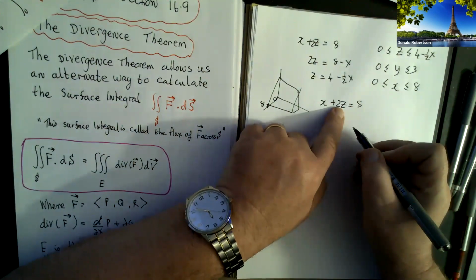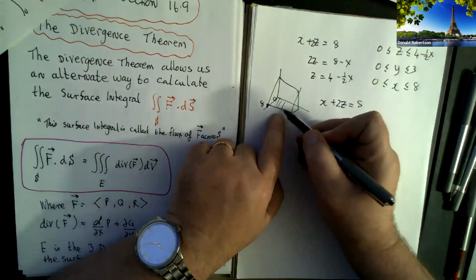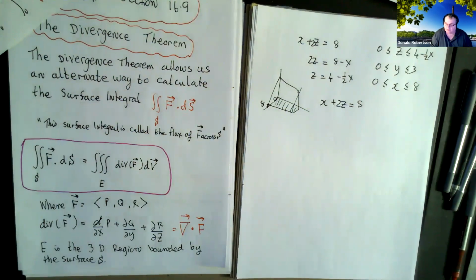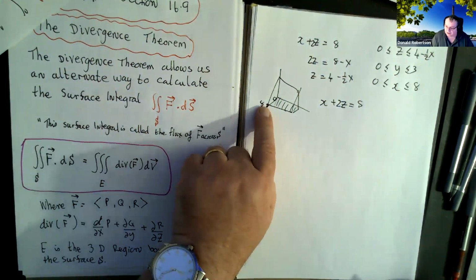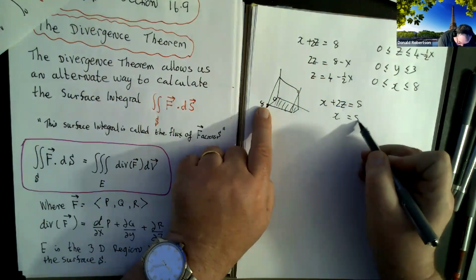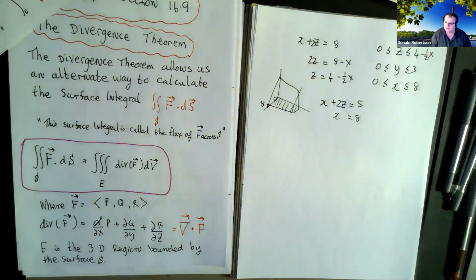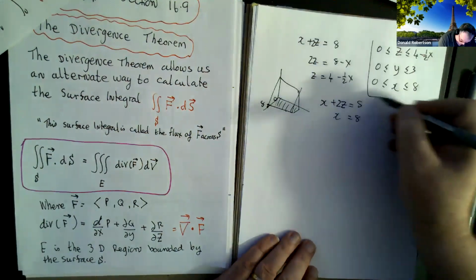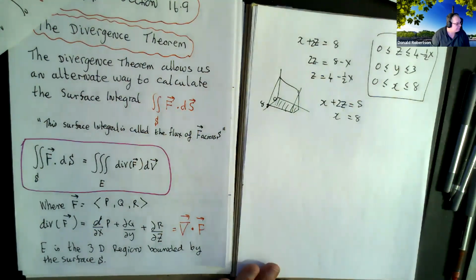If you want to know what's happening when it reaches the floor, can you see the floor is a rectangle? All I need to know is what that x value is. Well, when z equals 0, you reach the floor. Can you see why I got 8? So there is our limits of integration.